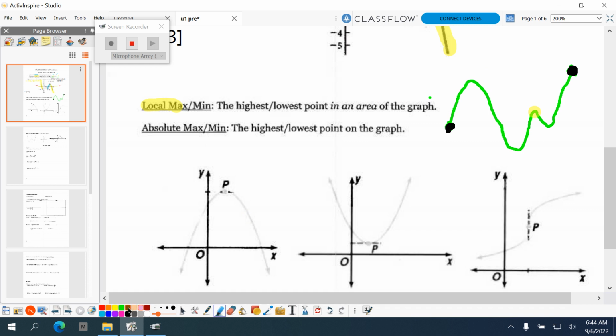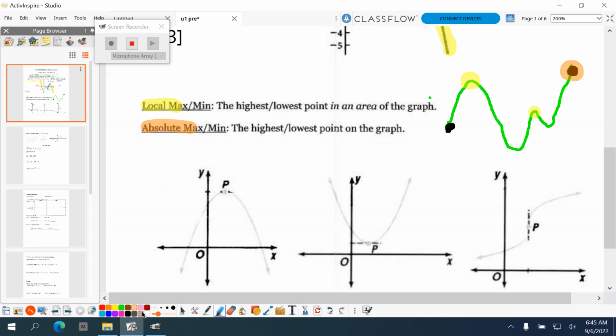Now, absolute maximums, these are our highest points. So between this point and this point, this one looks higher, so it's the absolute maximum. That means this point on top of this peak over here is a local maximum. It's a local maximum.